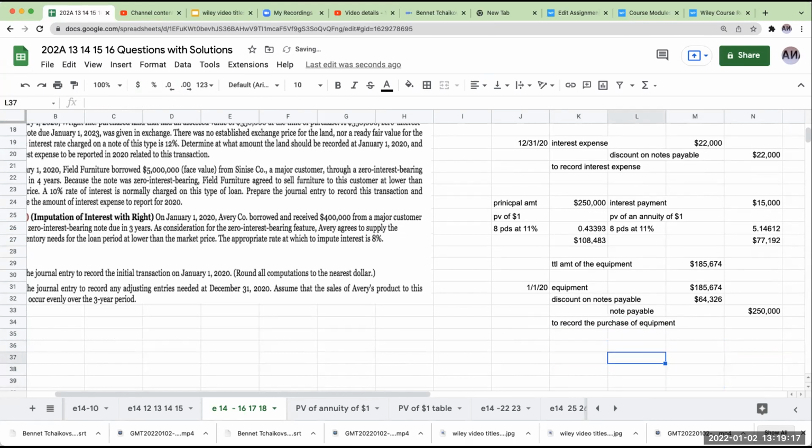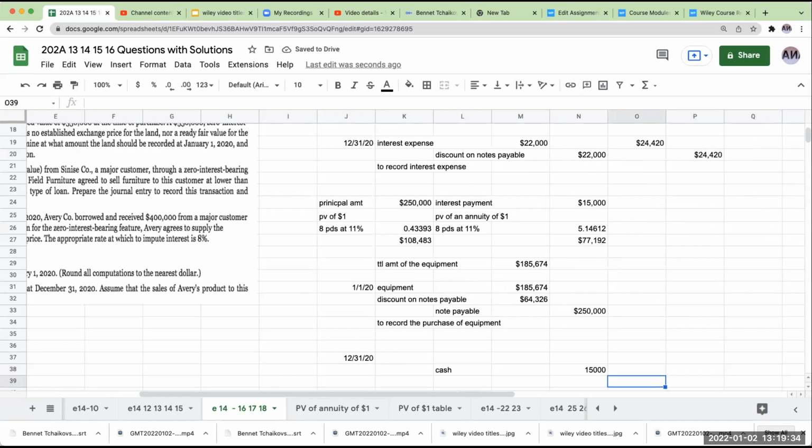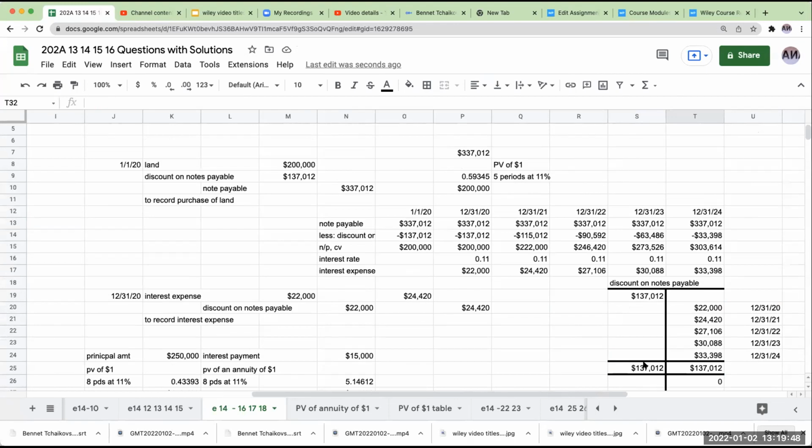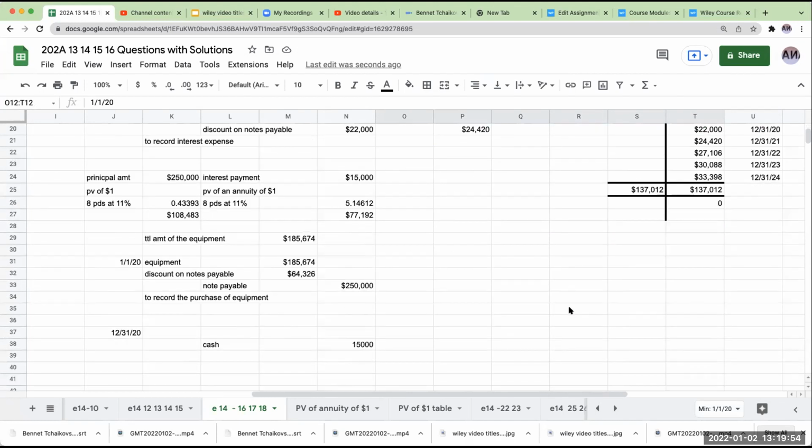Okay. Now I'm asked to go through and record interest expense. So on 12/31/20, what am I actually doing here with regards to interest expense? Well, I know I have to pay cash of 15,000. However, what I also have to contend with is this discount on notes payable. I need to record part of this as interest expense. I have to amortize this because, remember, at the end of 8 years, I ultimately have to show that amount going down to 0.